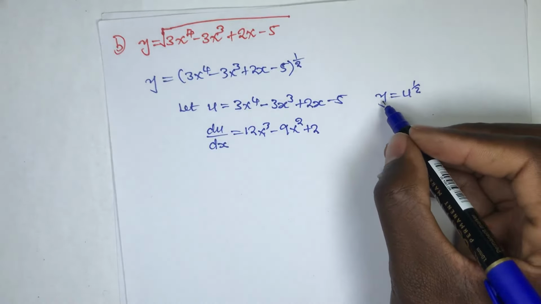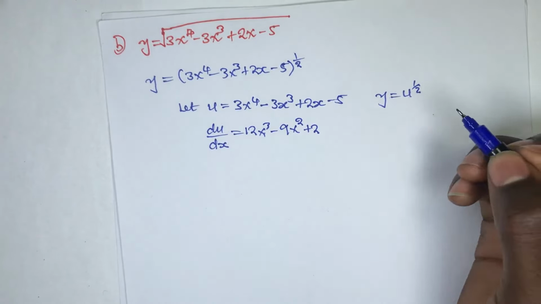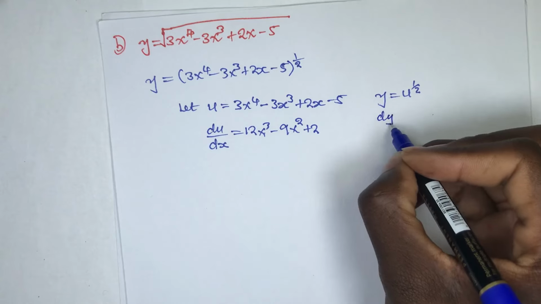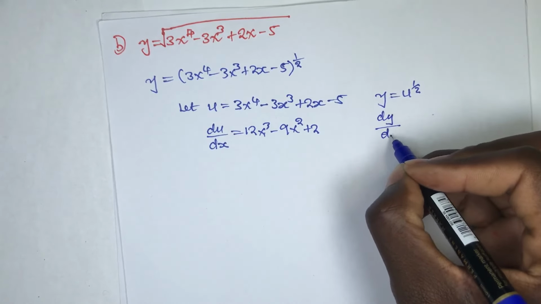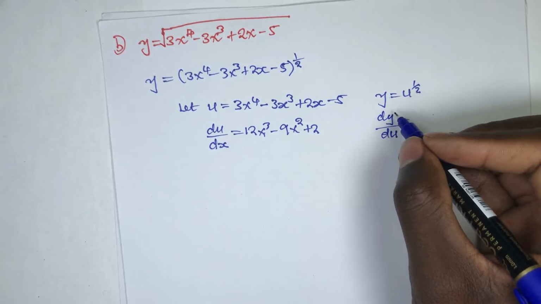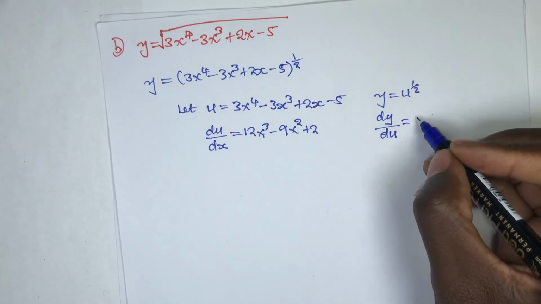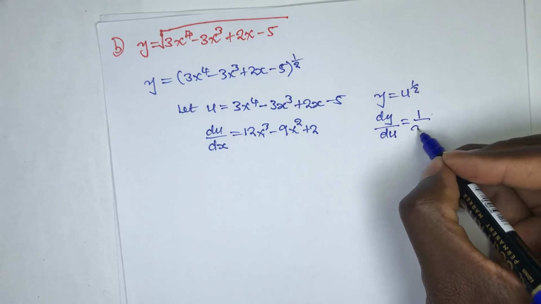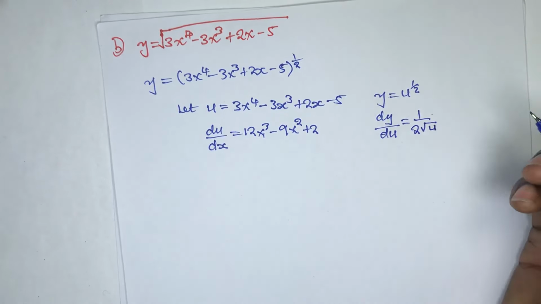So then we differentiate this new function with respect to u. So I'm going to say dy/du is equal to, when you differentiate this, power times coefficient, power minus 1, we are going to have half the root of u like this.